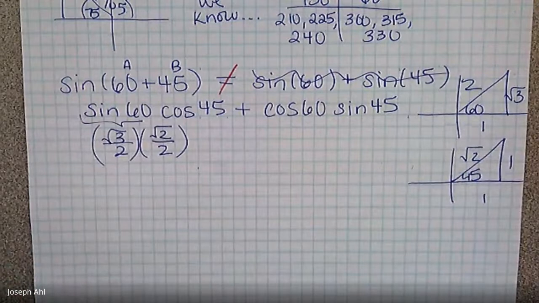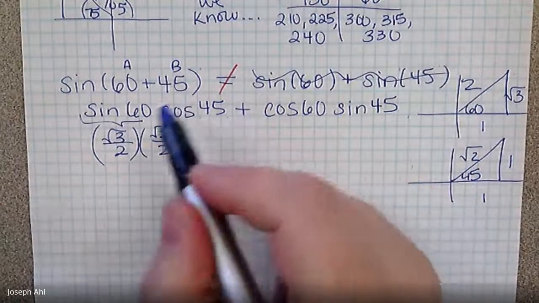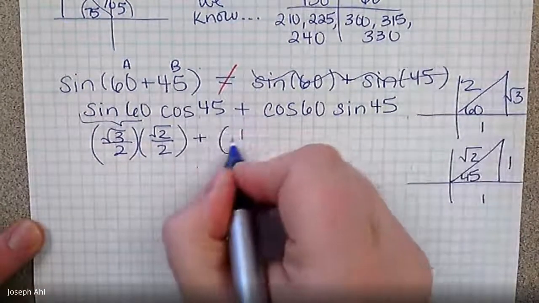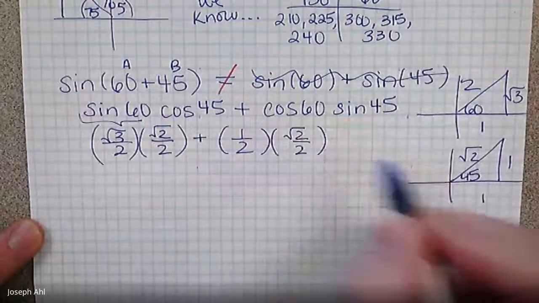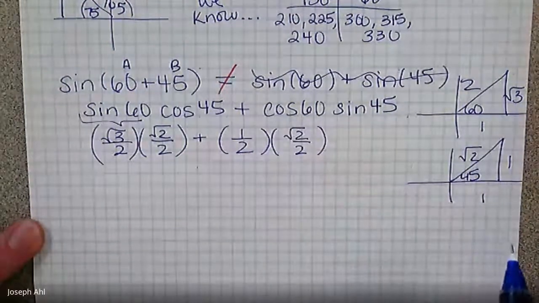We've done that enough that that shouldn't be a big jump for you. 1 over radical 2 becomes this as a ratio. Plus cosine 60. Adjacent over hypotenuse is 1/2. Sine 45 is also going to be radical 2 over 2. Because 1 over radical 2 rationalizes to this.